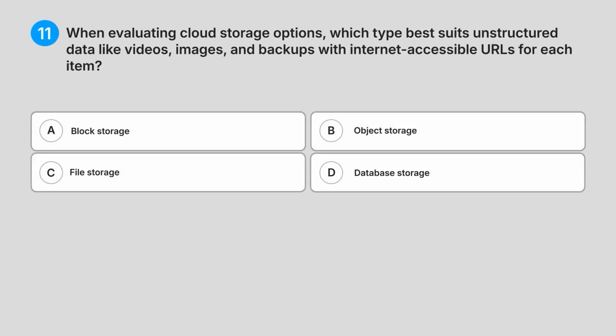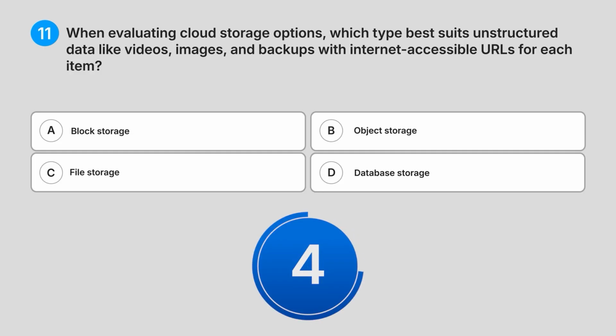11. When evaluating cloud storage options, which type best suits unstructured data like videos, images, and backups with internet-accessible URLs for each item? A. Block storage. B. Object storage. C. File storage. D. Database storage. Can you guess the answer?